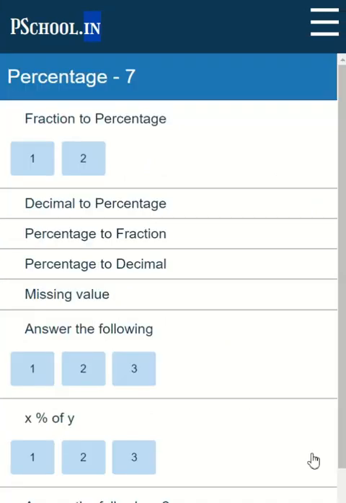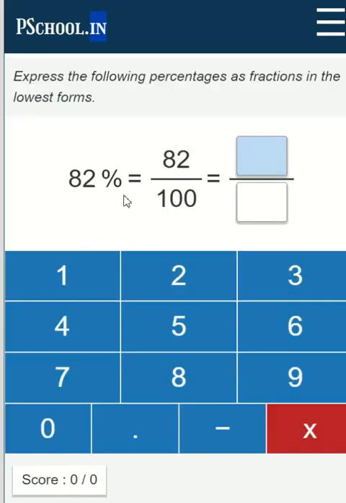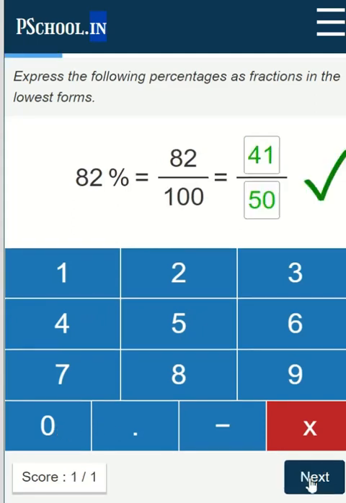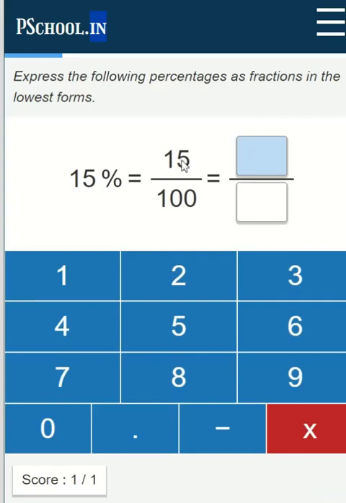Next, now we have to convert percentage to fraction. So here we need to divide the percentage by 100. So 82 percentage should be written as 82 divided by 100, which can be simplified. So both have 2 as factors, so it can be written as 41 by 50, and it cannot be simplified further. 15 percentage can be written as 15 by 100. 5 is a common factor between 15 and 100, so it can be written as 3 by 20.